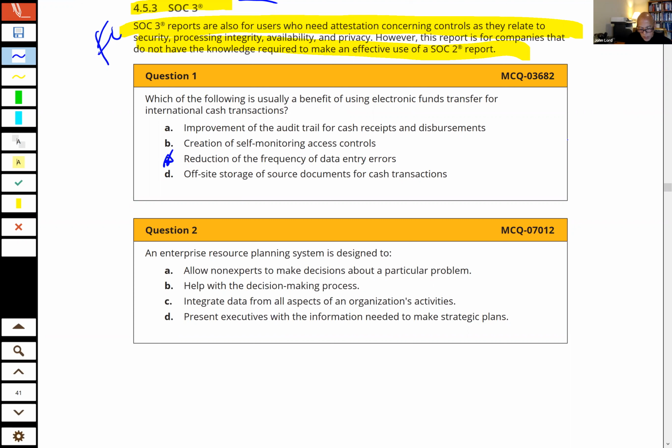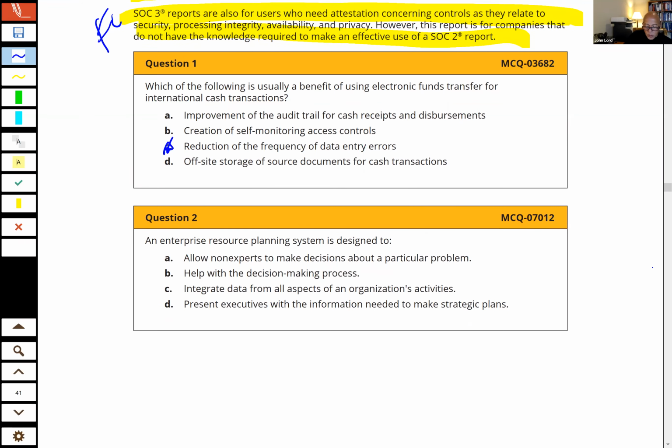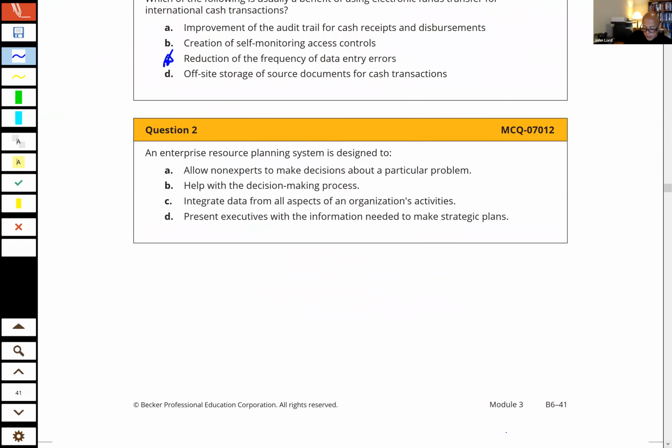Creation of self-monitoring access controls. I don't know what that means. Okay, so creation of self-monitoring access controls. D, offsite storage of source documents for cash transactions. That's a what? A disadvantage. That's not a benefit. That's not an advantage. Okay, good. Let's just take a look at the next question.